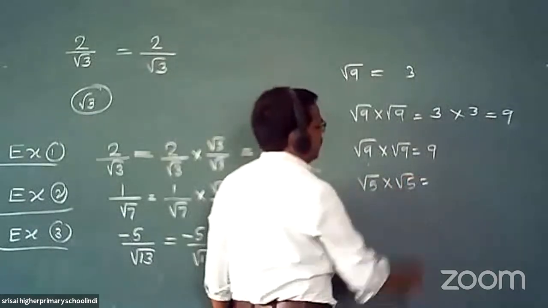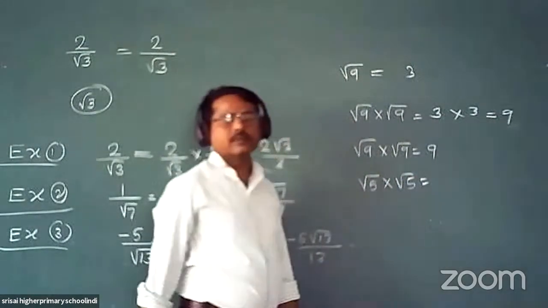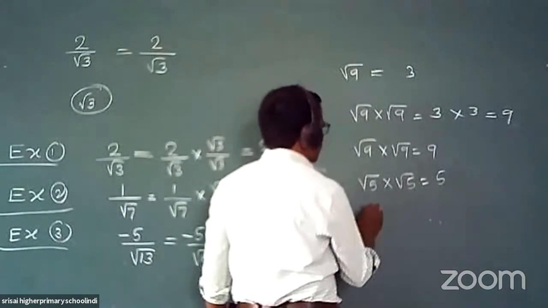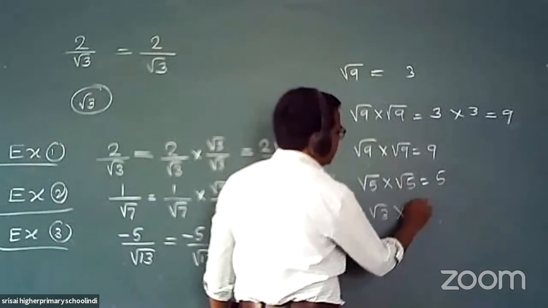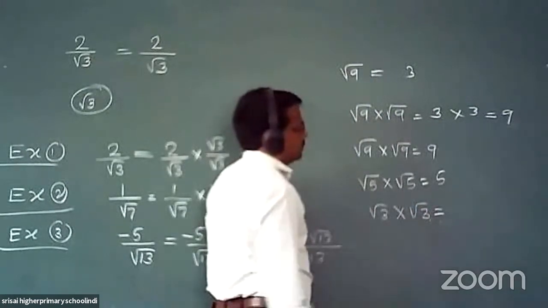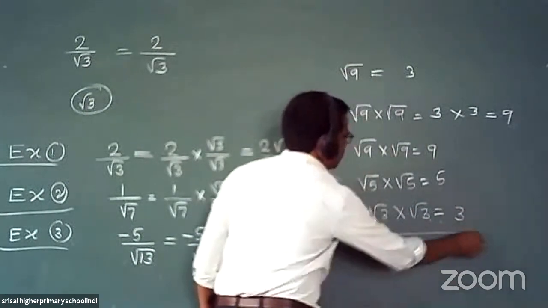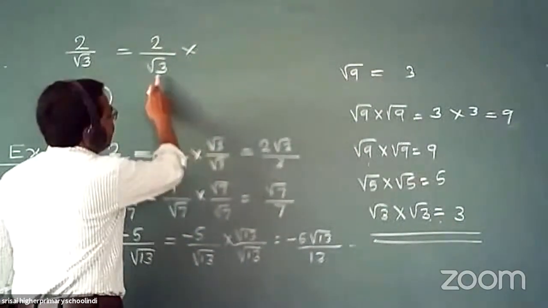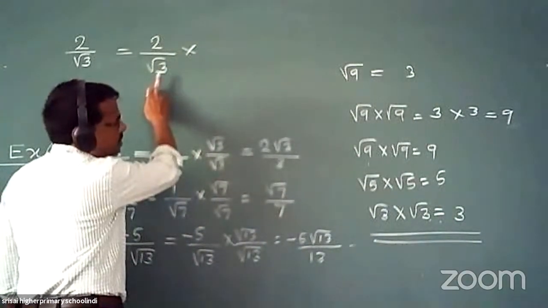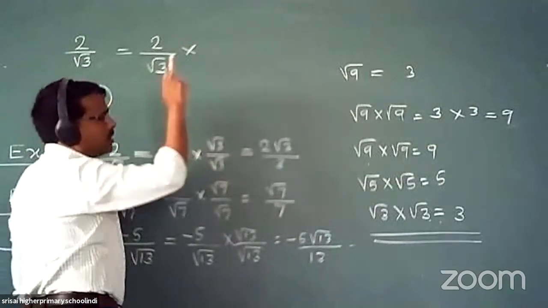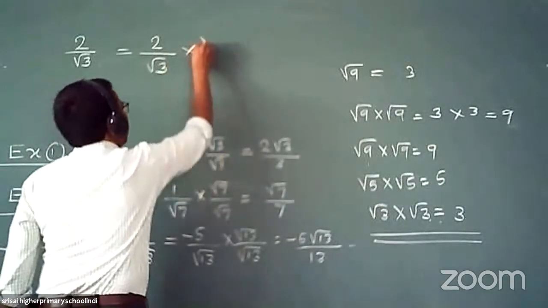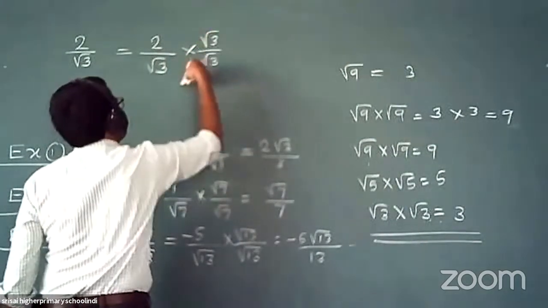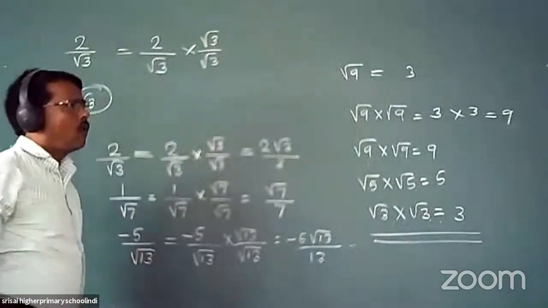Okay. Square root of 5 into square root of 5 is how much? Tell me. 5. Square root of 3 into square root of 3 is how much? 3. This I will use here. I want the denominator how much? It is irrational. I want rational. So I'll multiply square root of 3 by square root of 3. If I cancel this, again the same will remain, no?